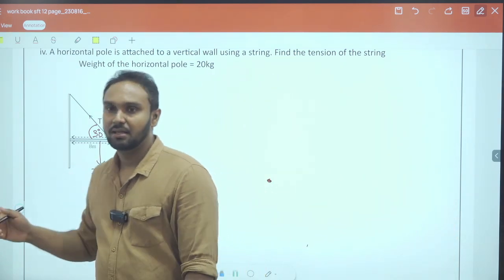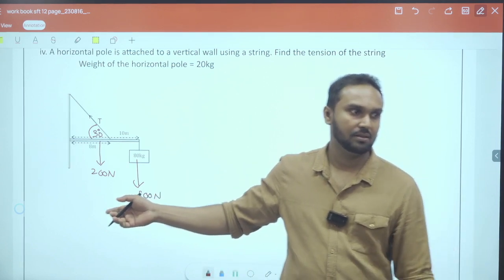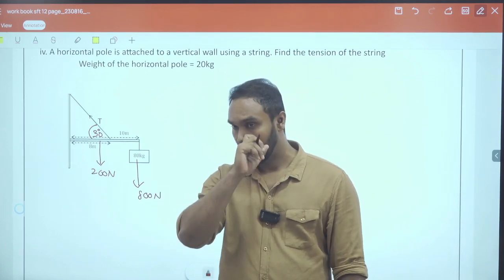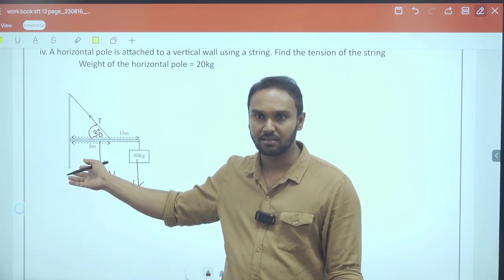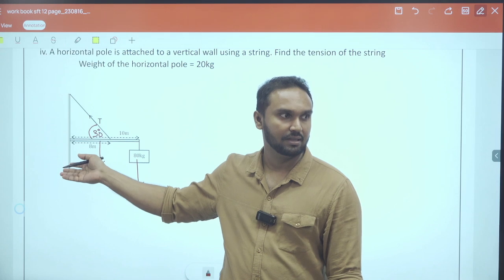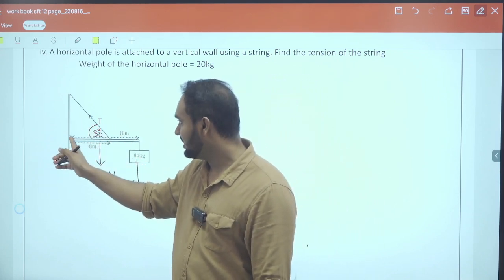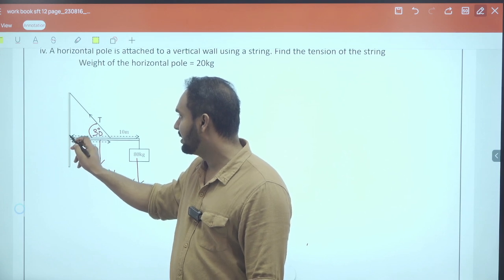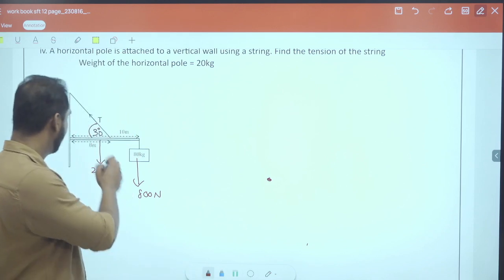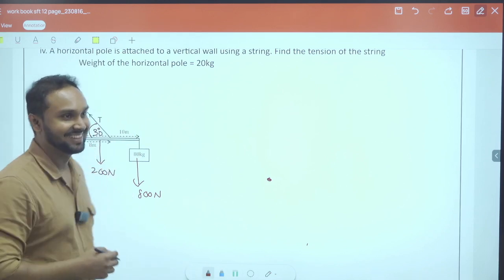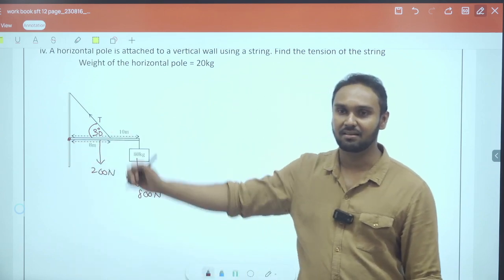Now if you apply torque, sigma tau equals 0, to this one, how do you take the T value, the tension value? Anyway, you are asked to find the tension, so you have to consider the tension when you are calculating. How do you take the T value? If I take the pivot point here, now I have to take the rotations, right? Bro, the pivot point isn't there.